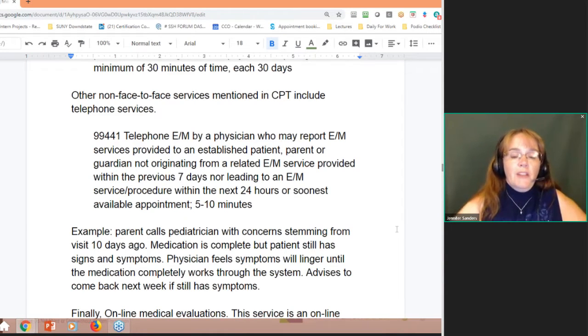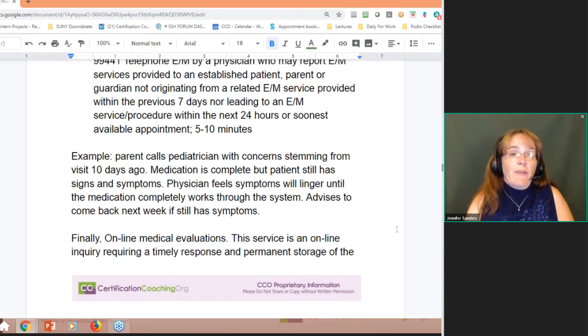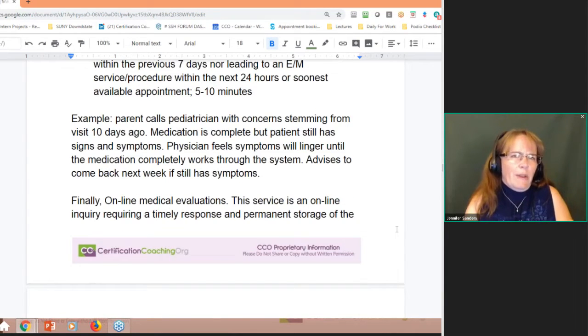So I have an example. A patient calls their pediatrician with concerns stemming from a visit 10 days ago. So say they were there, they were given an antibiotic and they said, take this for 10 days. When the mom's going, oh my gosh, it isn't working. It's been 10 days and it's still there. Well, if that physician were to feel that those symptoms, well, yeah, that's typical, they're going to linger. If you still have problems next week, come in.